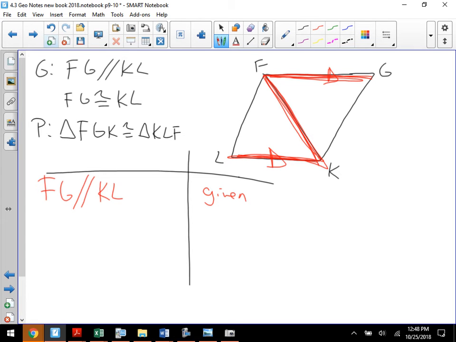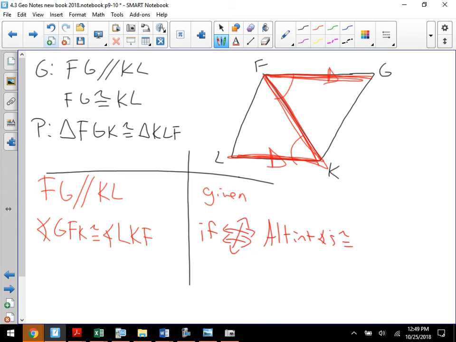As you trace that, you will now have a backwards Z. Well, even though it's a backwards Z, it still tells you which angles are going to be congruent to each other, because where it changes direction gives the alternate interior angles. So we know that angle GFK is congruent to angle LKF. And then you go to the next one. Not always will they be parallel and congruent. Just so happens they are in this case.